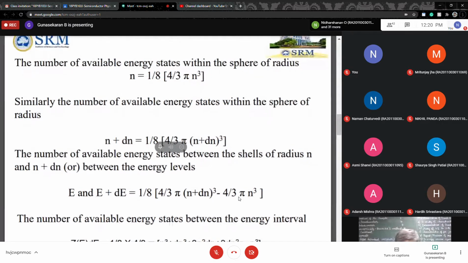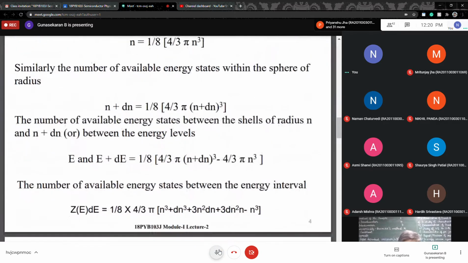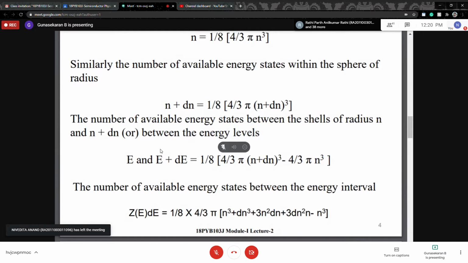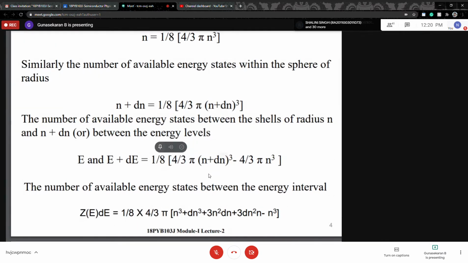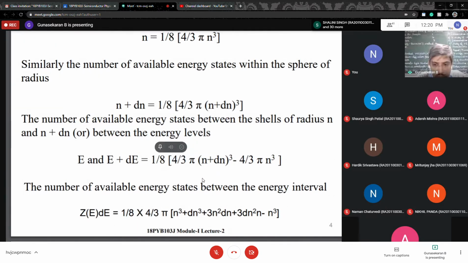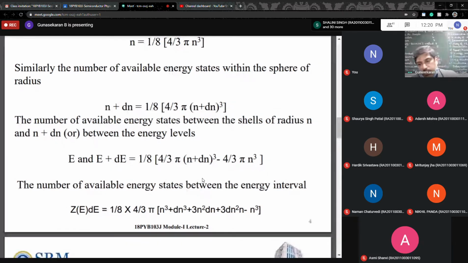This available energy state in the energy interval is what we call Z of E dE. Now I replace the number of available energy states by Z of E dE. That is the density of states, which you already discussed in the definition. So Z of E dE is equal to 1 by 8 times 4 by 3, and pi is also common, so I take it outside. Now I expand (a plus b) whole cube. What is the expansion of a plus b whole cube?